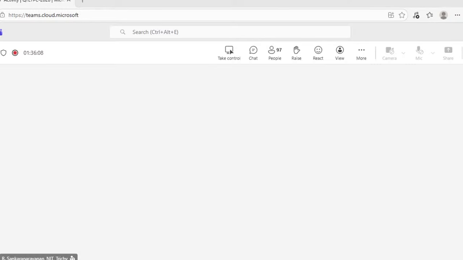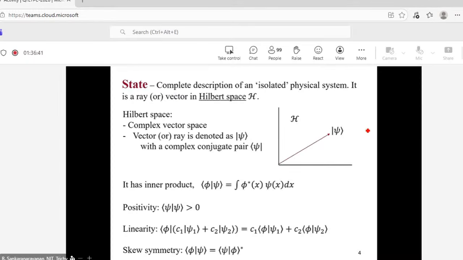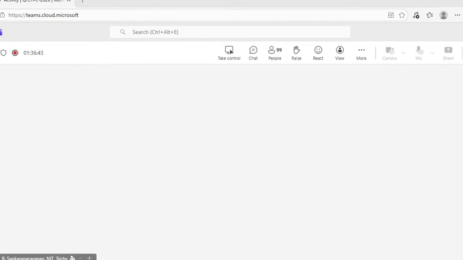This is for convenience, because it is very difficult to understand the interaction between the system and the environment. So for simplicity, we say that the system is not interacting with the environment, and we consider it an isolated physical system. The state of such a system is described by a ray or vector in a space called Hilbert space. So what is Hilbert space? Hilbert space is a space in which we define the state of a system quantum mechanically.